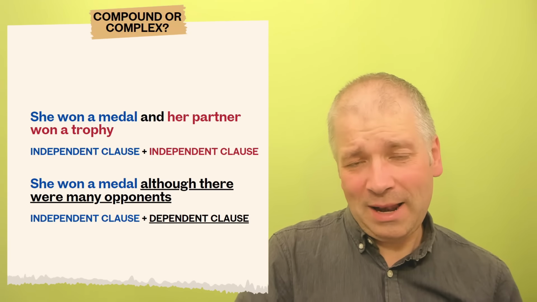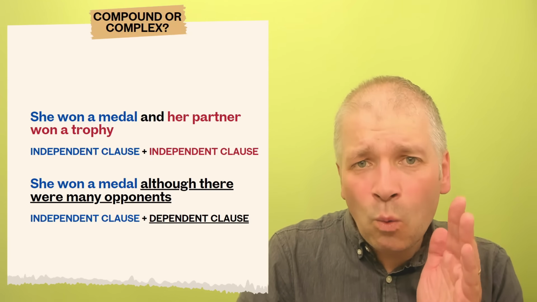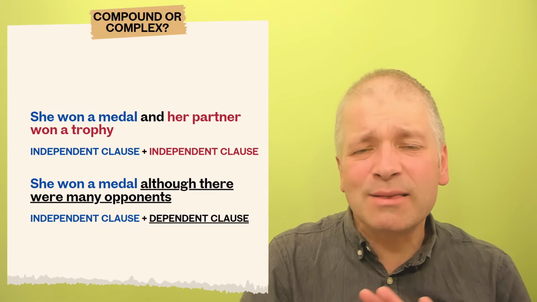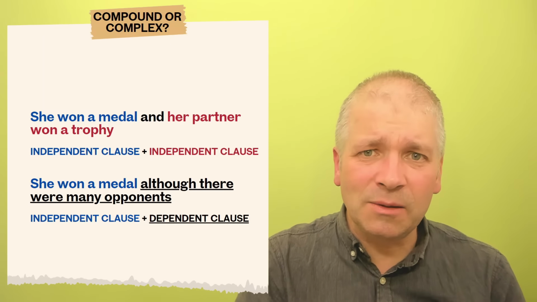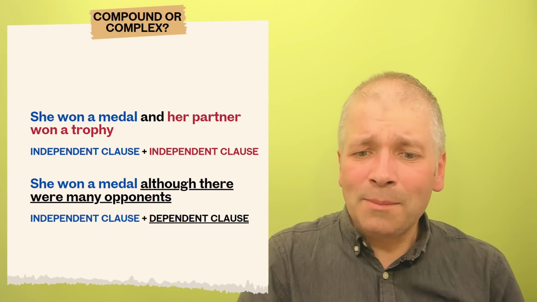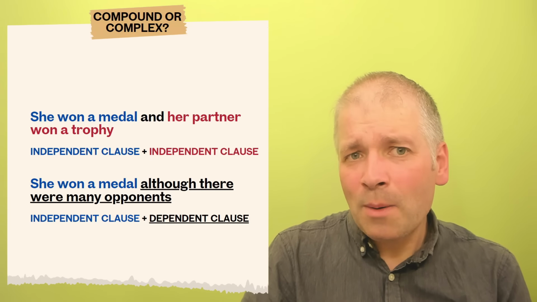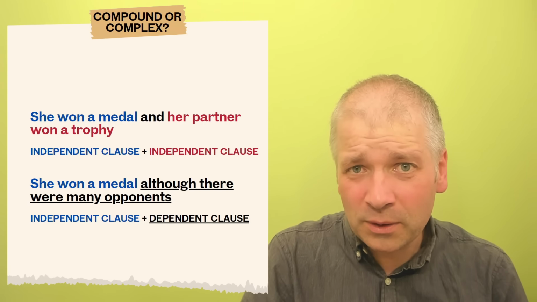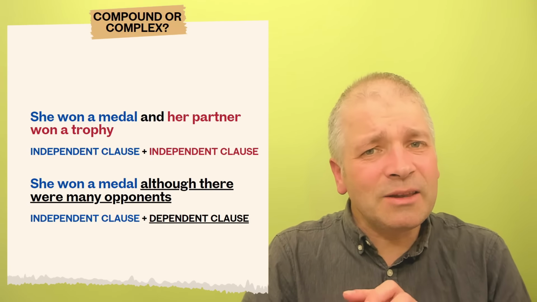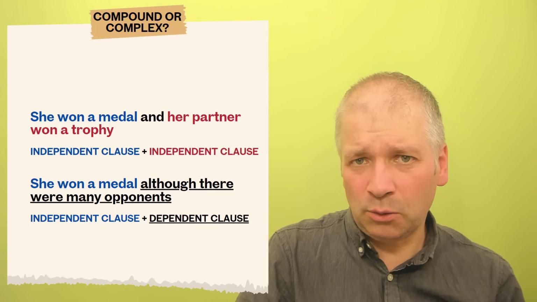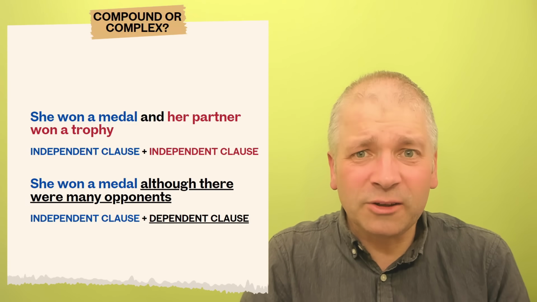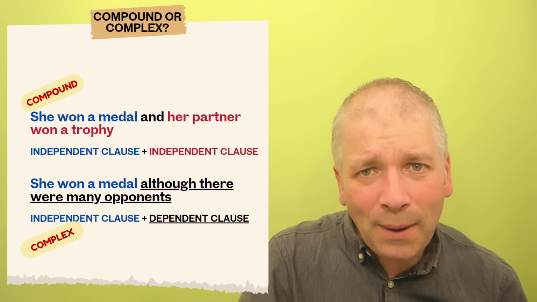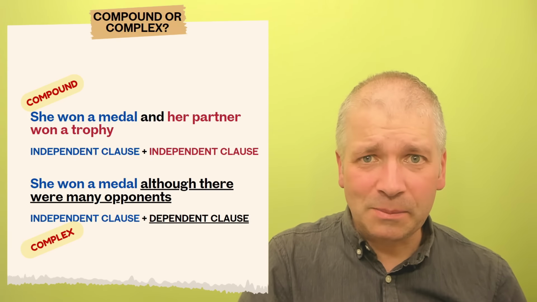However, in a complex sentence, we have one clause which could be on its own, but another clause that doesn't make any sense unless it's attached to the independent clause. She won a medal, although there were many opponents. If we write although there were many opponents on its own, this doesn't make any sense. It depends on the independent clause to make sense. So we call it a dependent clause. So two types of sentences, compound and complex.